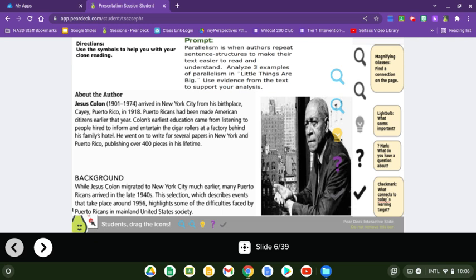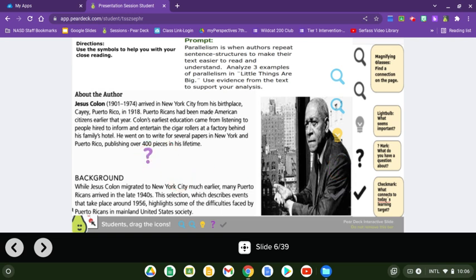About the author. Jesus Colon, 1901 to 1974, arrived in New York City from his birthplace, Cayey, Puerto Rico, in 1918. Puerto Ricans had been made American citizens earlier that year. Colon's earliest education came from listening to people hired to inform and entertain the cigar rollers at a factory behind his family's hotel. He went on to write for several papers in New York and Puerto Rico, publishing over 400 pieces in his lifetime. Number one, 400 published pieces. How'd you find the time, my man?